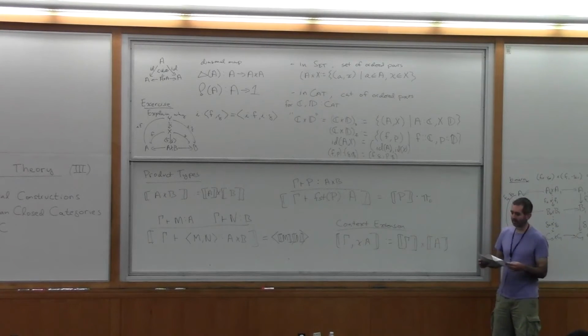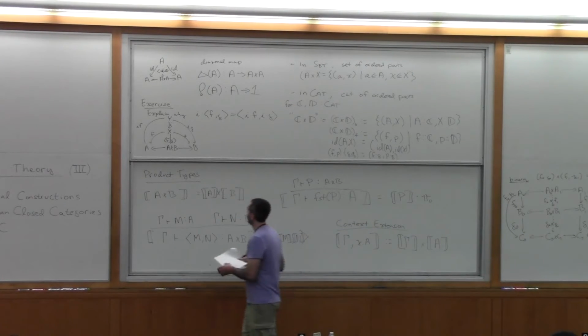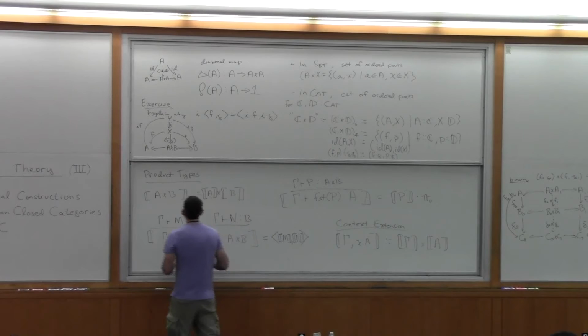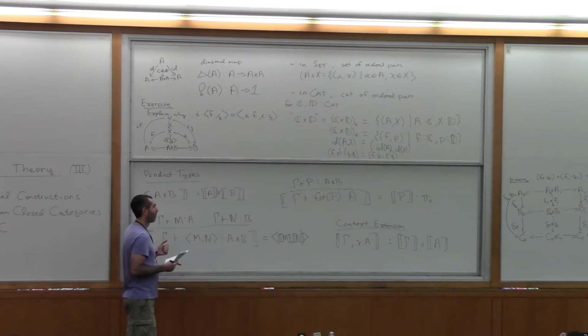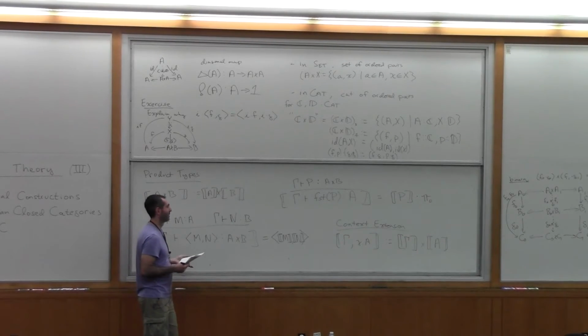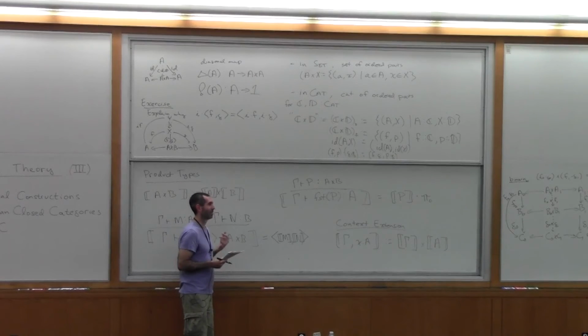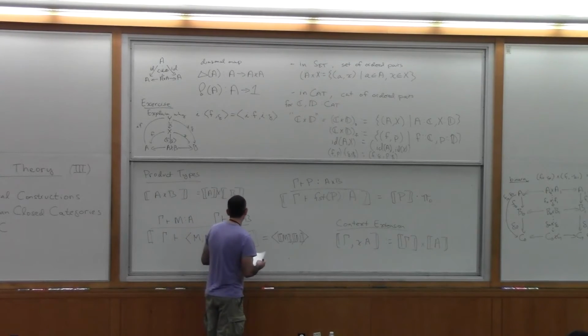But the point is, basically, that terminal objects and products of objects are just what we need to interpret unit types, product types, and contexts. Okay.